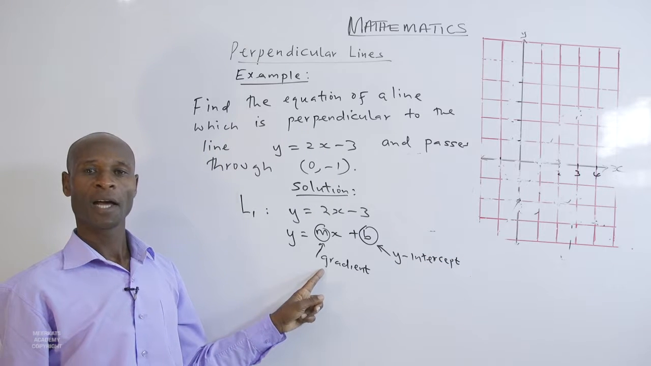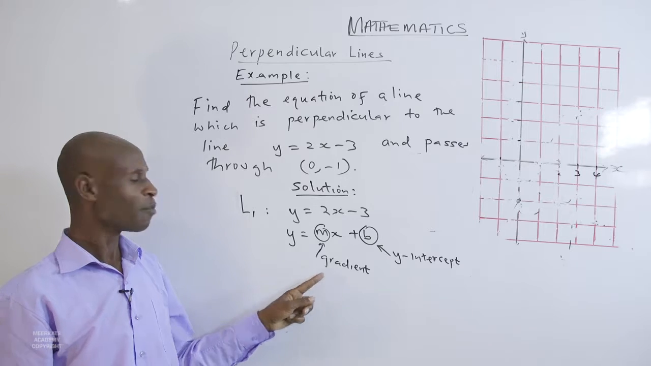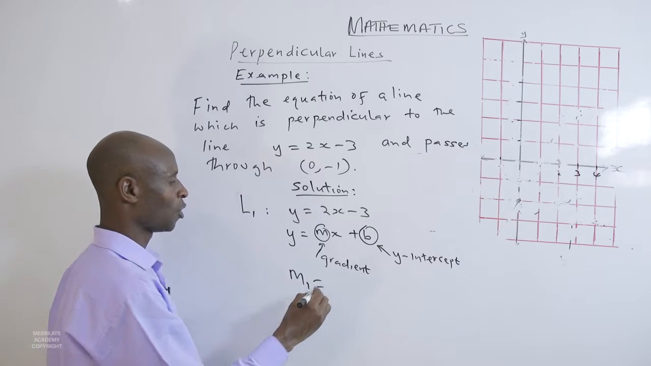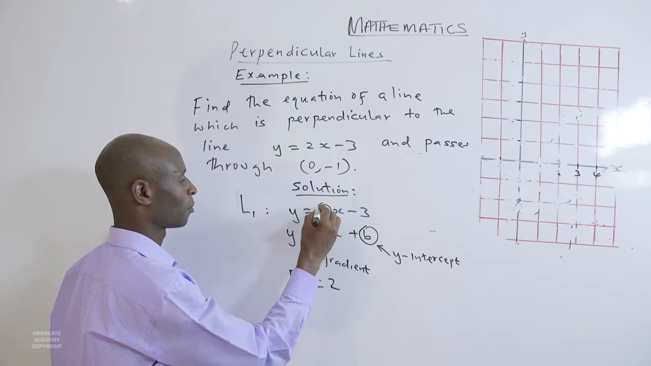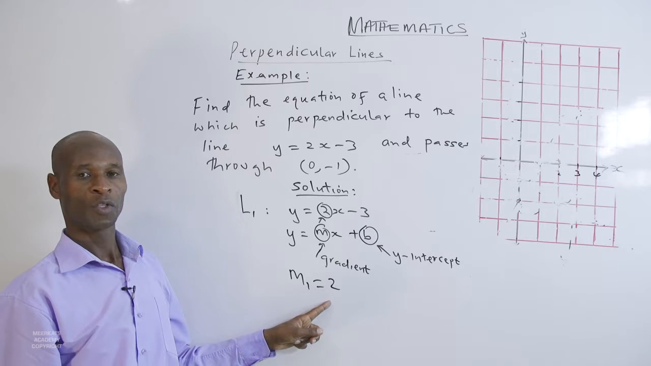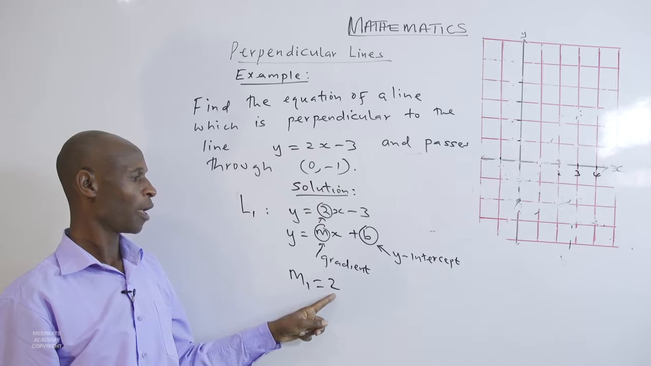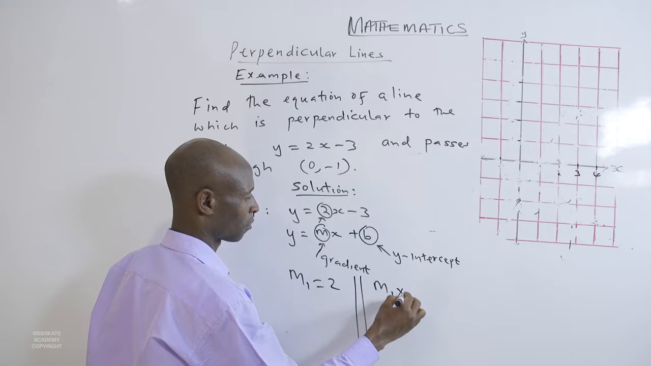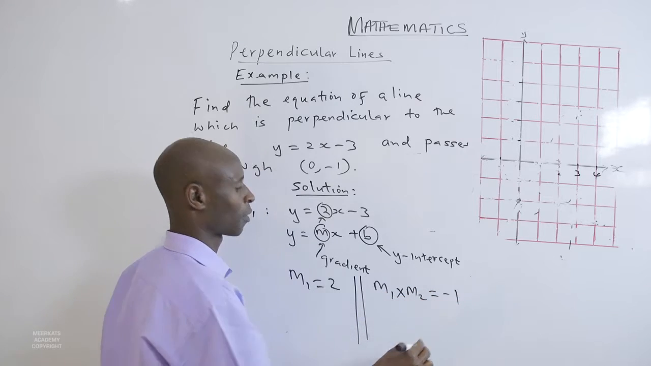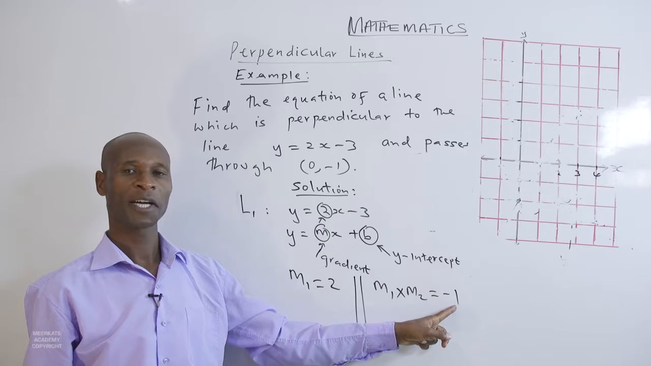Now from this particular equation of line 1, we can read off the gradient. So the gradient is m1, which will be 2. So we can get the gradient of the second line, which we can call m2. For perpendicular lines, m1 times m2 is equal to -1.